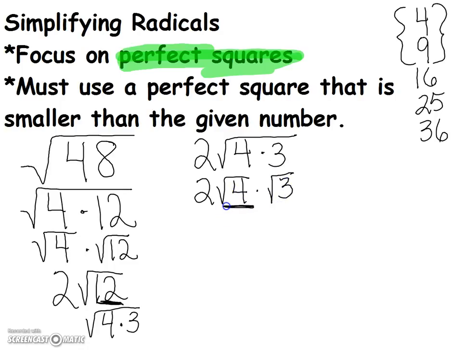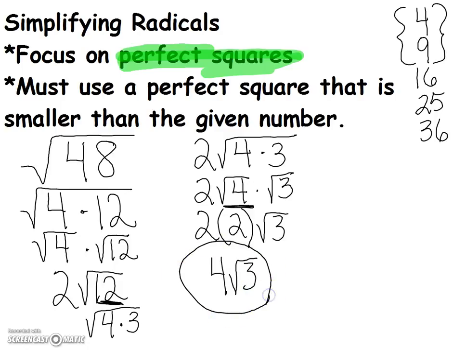We know again here the square root of 4 is 2. So this becomes 2 times 2 square root of 3. And 2 times 2 is 4. So our answer is 4 square root of 3. We don't have a perfect square smaller than 3 other than 1, so there's nothing else we can do with the 3. So your answer is just 4 square root of 3.